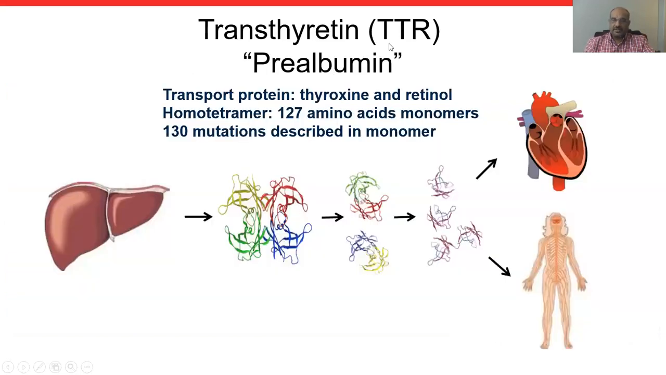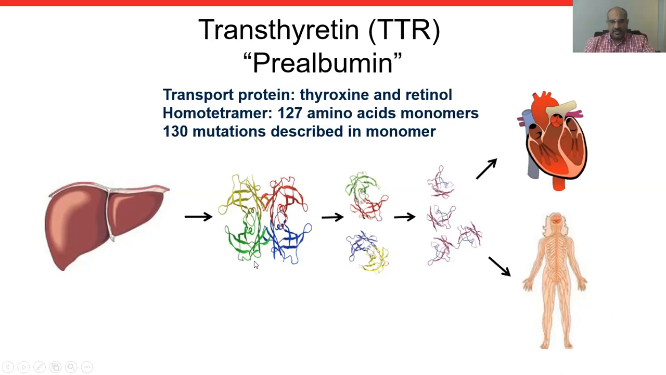The Transthyretin TTR was actually called prealbumin before. It's mainly a transport protein that transports thyroxine and retinol, which is vitamin A. The homotetramer of transthyretin is made of 127 amino acid monomers, with 130 mutations described in the monomer. So this is the transthyretin tetramer, and this is the dimer, and this is the monomers. These monomers are the cause of the development of cardiomyopathy and polyneuropathy and different symptoms.